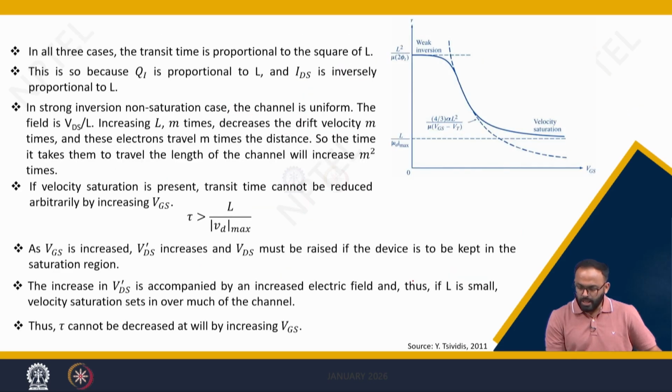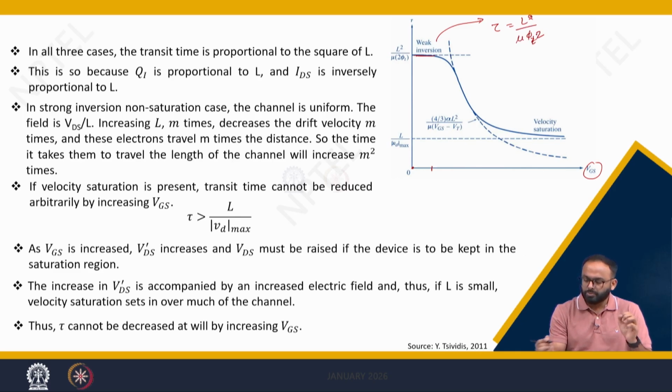So let's see how the behavior of this transit time can be analyzed in these three cases. If Vgs is equal to 0 or very small, then you are in weak inversion. In weak inversion, the movement of the channel charge is not dependent on the terminal voltages, and hence the transit time is given by L square divided by mu into phi t into 2. That is the maximum time. So in weak inversion, it will take maximum time to travel from source to drain, right?